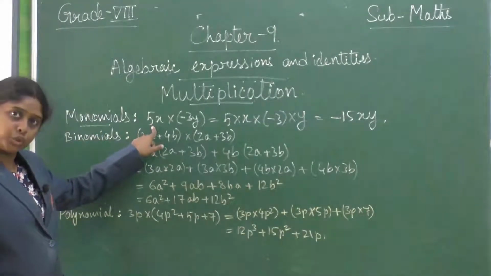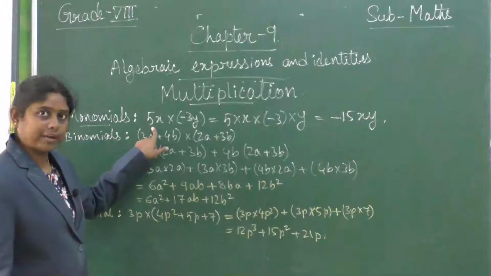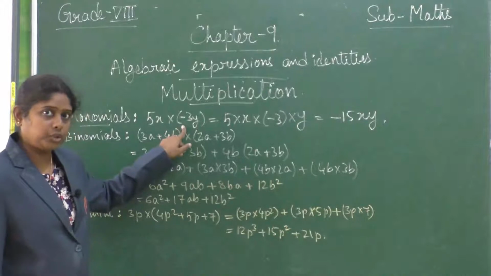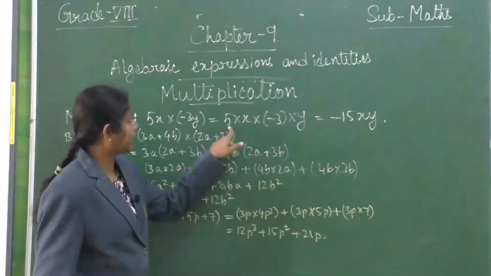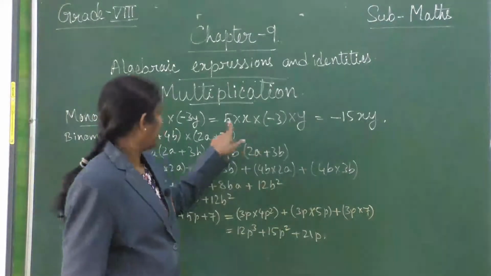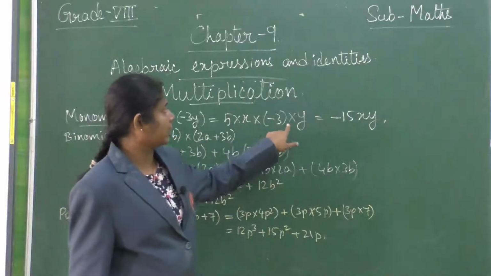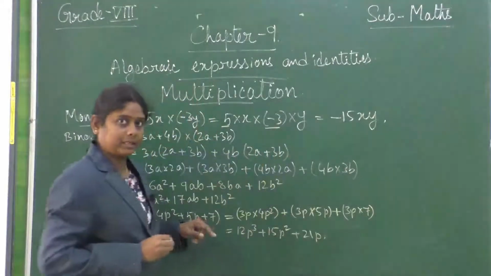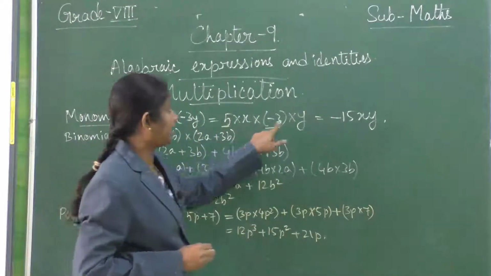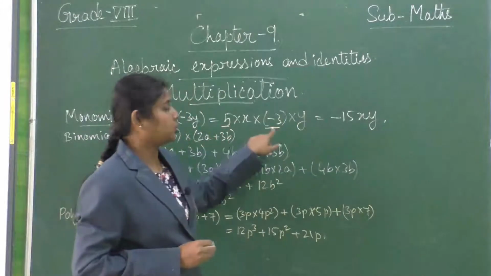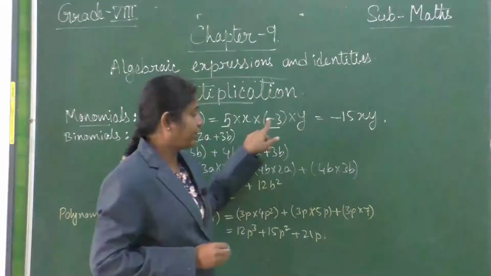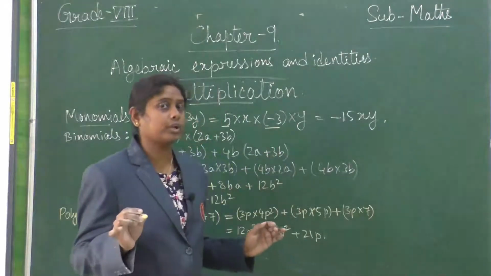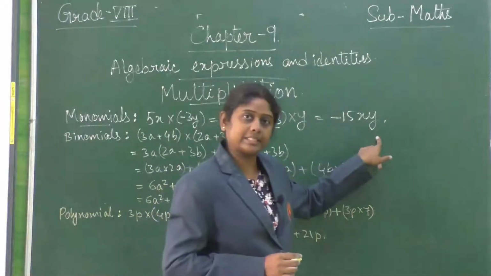Monomials means, as I told you, there will be only one term in the algebraic expression. So we are taking two monomials. First one is 5x and second one is minus 3y. How are we going to multiply? 5x means we can write 5 into x, and minus 3y means minus 3 into y. So 5 and 3, if we multiply together, it gives you plus times minus, minus, and 5 into 3 gives you 15. The variables are x and y, which are different, so we cannot add the exponents. So it will be xy.